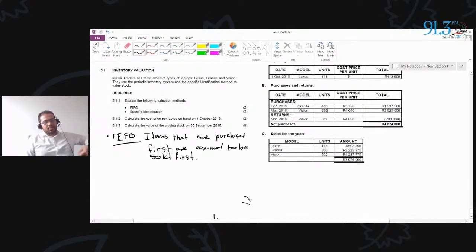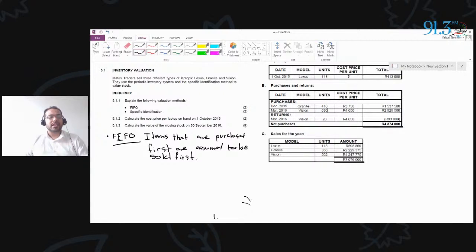And that is very important when doing that. Very important understanding how it works. The next thing is a specific identification method. So a specific identification method is basically valuing a specific inventory based on its actual cost, based on the actual cost of that specific item. Therefore, it's named the specific identification method.